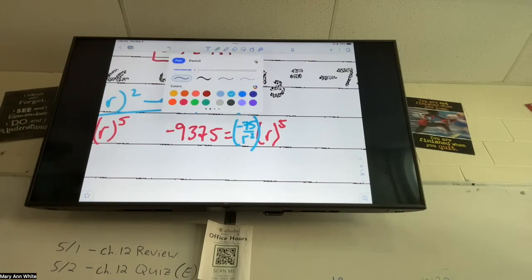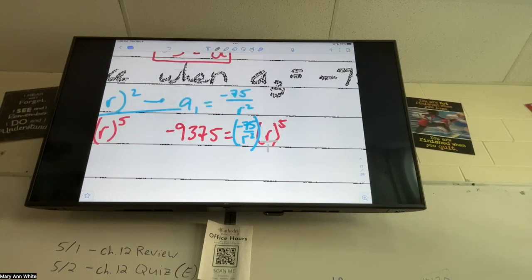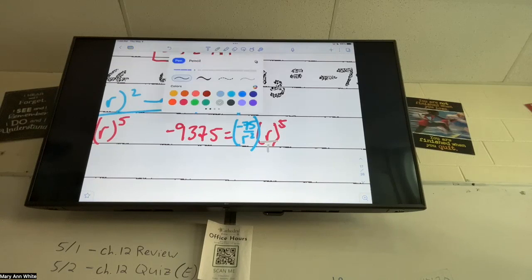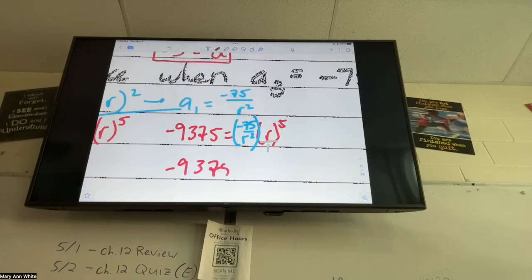Okay, now just like the last time, my r to the fifth is like over 1. So on the top, I've got r to the fifth, and on the bottom, I've got r squared. I can cancel them out and get left with r to what power? r to the third. And that's all going to be in the numerator, negative 75, r to the third. There's no denominator. Go ahead and divide, and then square root, all that fun stuff, or cube root.